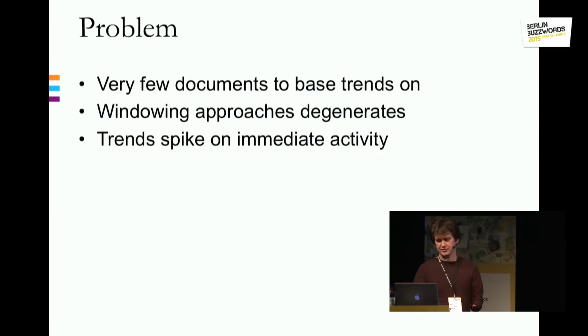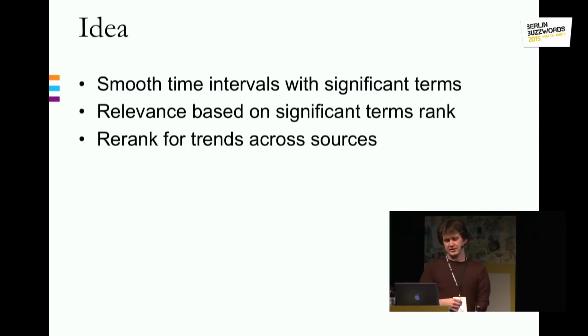So what we do is that we smooth the time intervals. We do significant terms to drag this out, but we smooth them out. To do that, we need a relevant term scoring, a significant term scoring that is actually comparable between different foreground and background sets, which the original scoring doesn't do. And then we want to compare different sources. That's also a key step to making this robust.